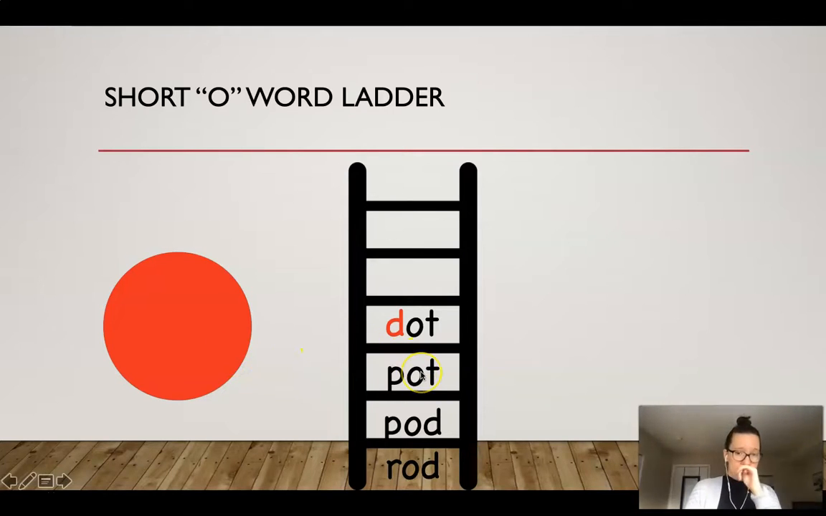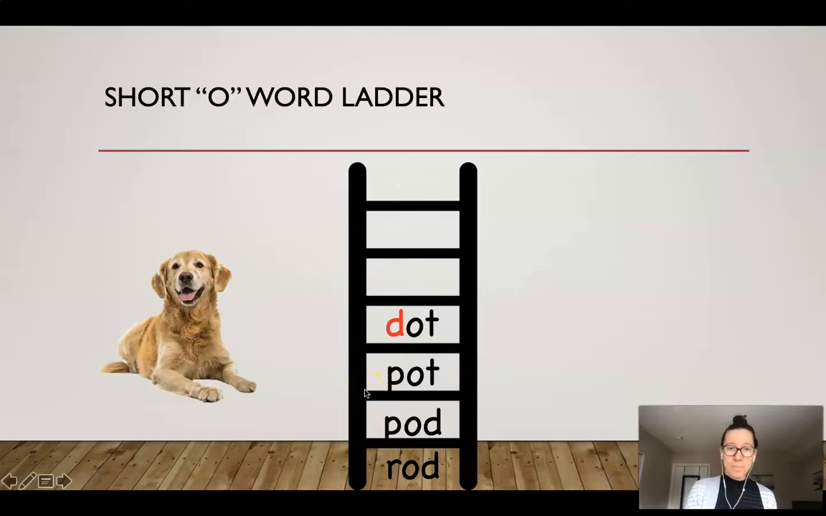As we can see, O-T stayed the same from pot to dot, and just our first letter changed. Let's keep going. So here we have a dog, dog. If we sound out the word dog, I hear the sounds D, A, G. Let's compare it to the word dot.